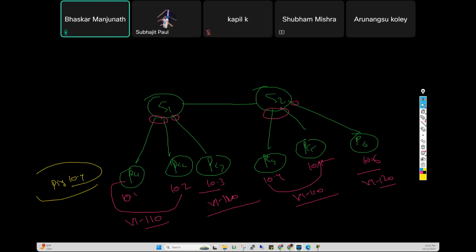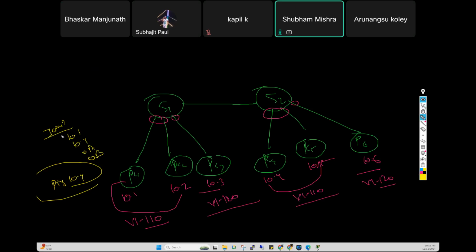Guys, first of all, when you write the ping command on PC number 1, please understand our quality process. Our processor generates the ICMP packet. What is the source IP address? 10.1. Destination IP address will be 10.4. Source MAC will be 0A. Destination MAC will be 0B. Done? Packet will reach here.